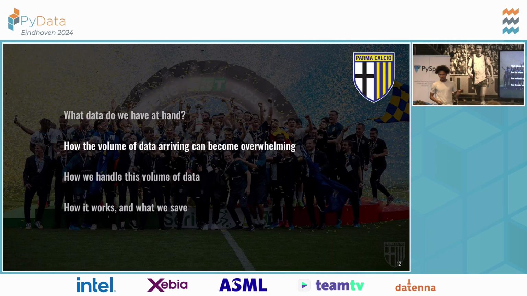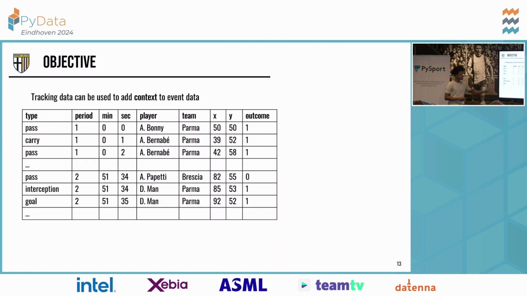So all these models are models that we use in football, and now I'm going to show you what we want to do with them. So let's go back to event data. The objective of my presentation is to show you how to enhance events. And by enhancing, we mean adding context.